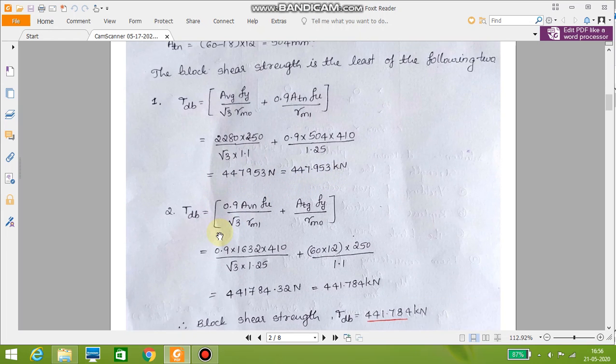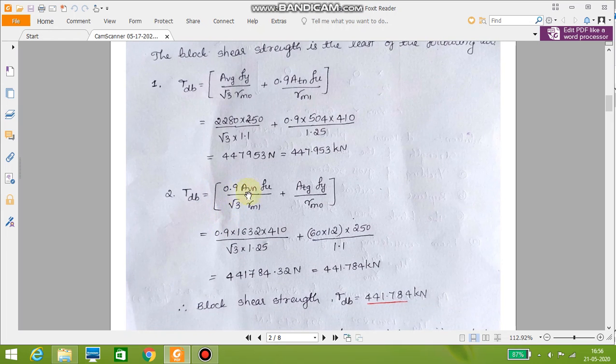In the same way, you can calculate TDB2. We have the formula 0.9 AVN Fu divided by root 3 gamma m1 plus ATG Fy divided by gamma m0. No need to worry about how to remember this formula. These formulas are available in clause number 6.4 of IS 800-2007. Further, we have already discussed this formula in the design of bolted connection topic also. So upon substitution of the values, we get 441.781 kilonewton.